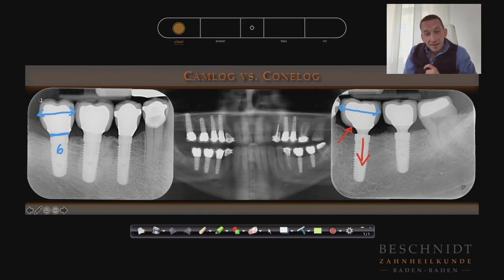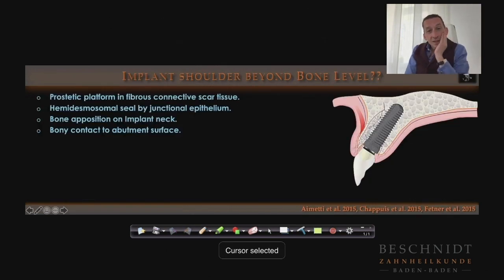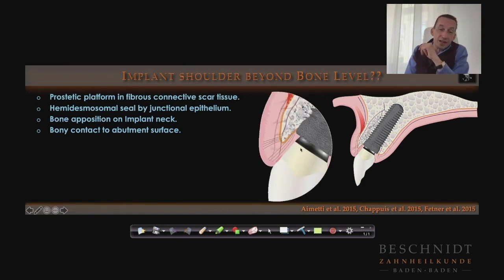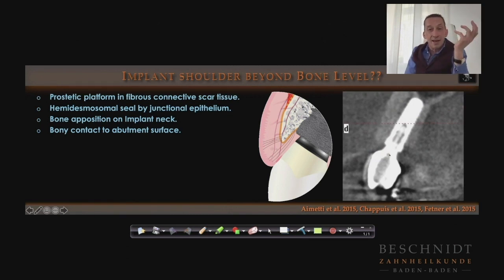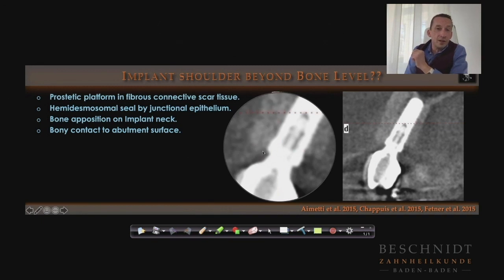Let's have a look at the implant shoulder beyond bone level. So what we want to have is that the implant shoulder in a Conelog implant is beyond bony level. And we want to keep the bone, especially on the buccal side. If you look at this case, you see on the buccal side 2 millimeter bone in thickness minimum, and we have bone above the implant shoulder, although it is a premolar.